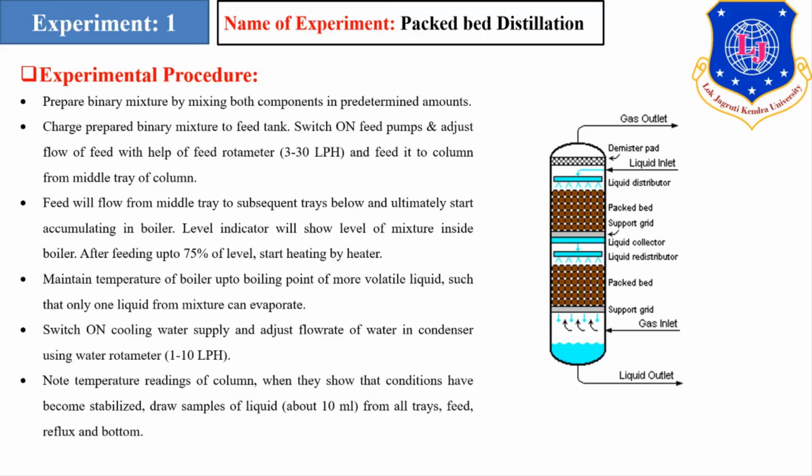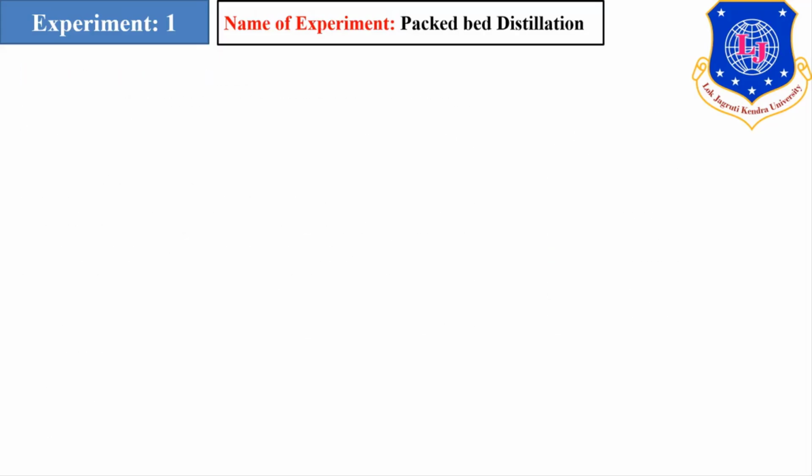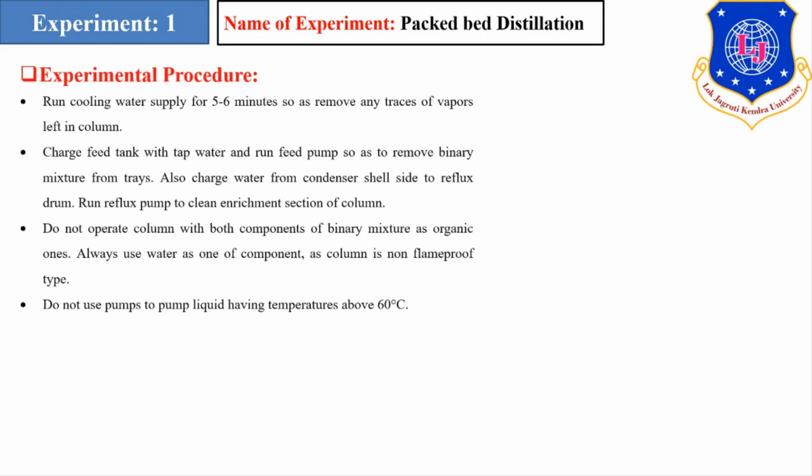Now we have to note down the temperature within the columns, and then, when they show the condition of stabilization, which means the steady state, we have to draw samples of the liquid, about 10 ml from all the trays, or you can say reflux and the bottom, and also from the top of the column.